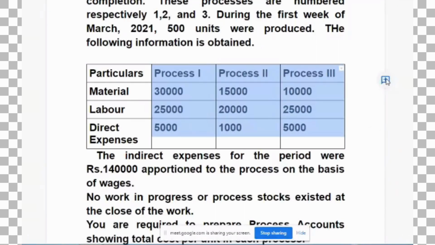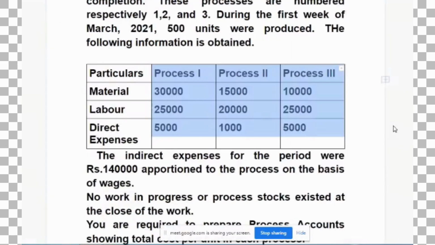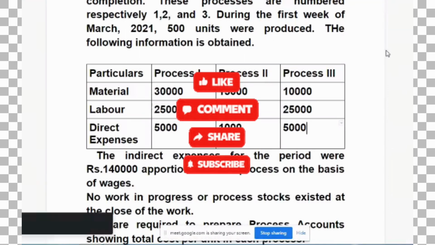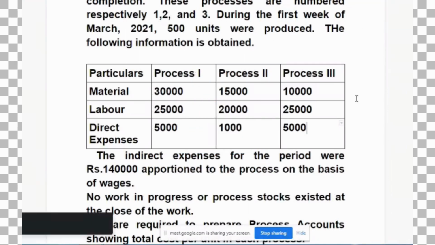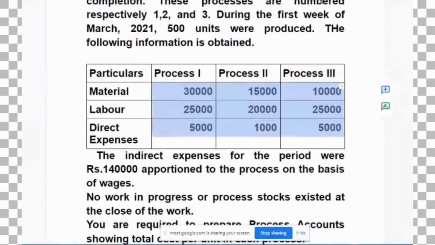Clear? We prepare ledger accounts, meaning the costing we have to work out is not by preparing a cost sheet, right? That is, not by the plus-minus method, but by the debit-credit method. That means by preparing ledger accounts. So we are required to prepare the ledger accounts of each process, to determine the cost of that particular product, right?